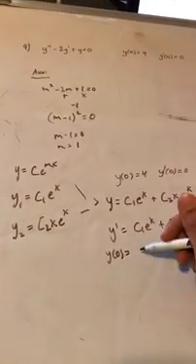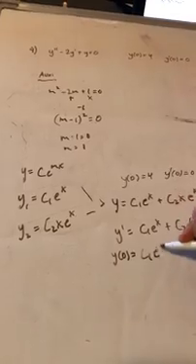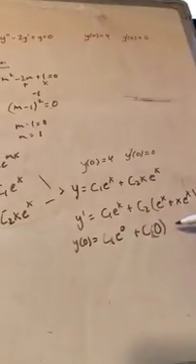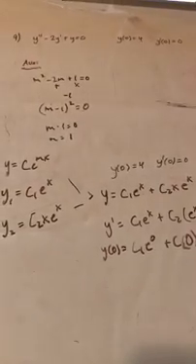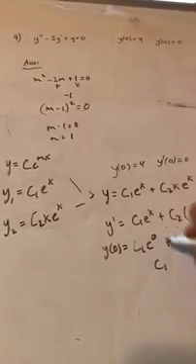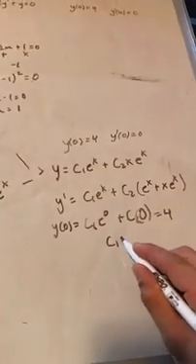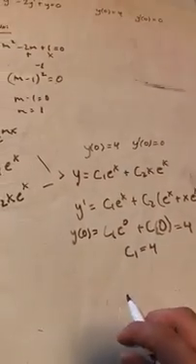All right. So from here, we're going to do the first one. y of 0 is equal to c1 e to the 0 plus c2 times 0, since there's an x there. And that is equal to 4. Therefore, e to the 0 is just 1, so c1 is equal to 4.